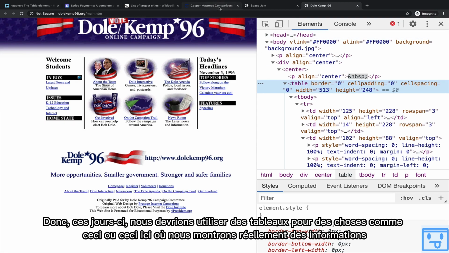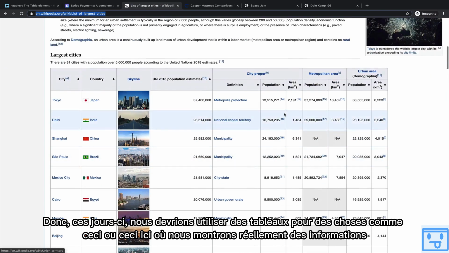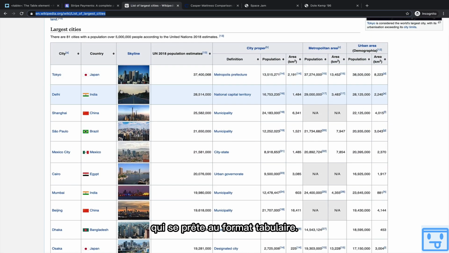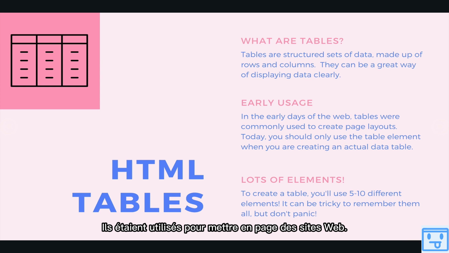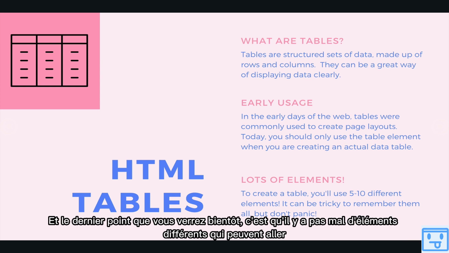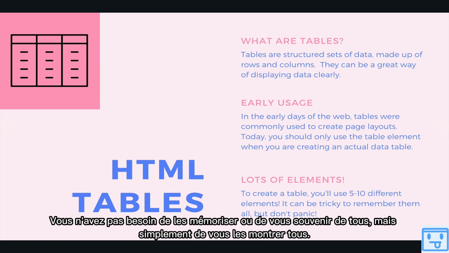So these days we should use tables for things like this or this here, where we're actually showing information that lends itself to the tabular format. So that about wraps it up for this intro. Tables, rows and columns, they used to be used to lay websites out. You shouldn't do that anymore. And the last point that you'll soon see is that there are quite a few different elements that can go into a table. We're going to go over them. You don't need to memorize or remember all of them, but I'm just going to show them all to you. That's coming up next.